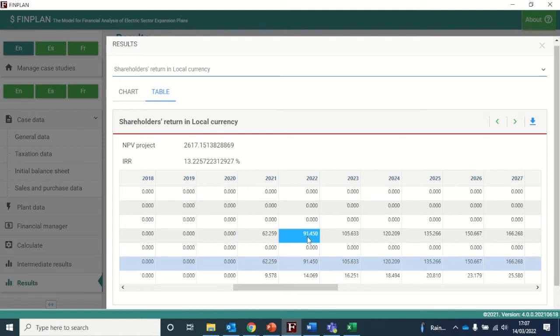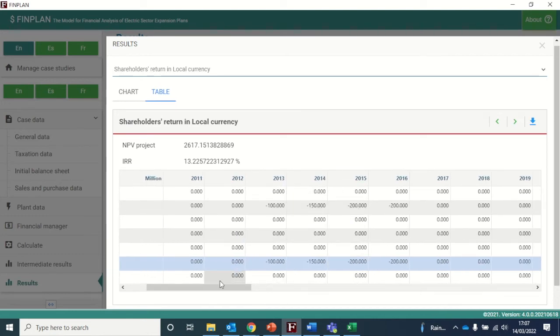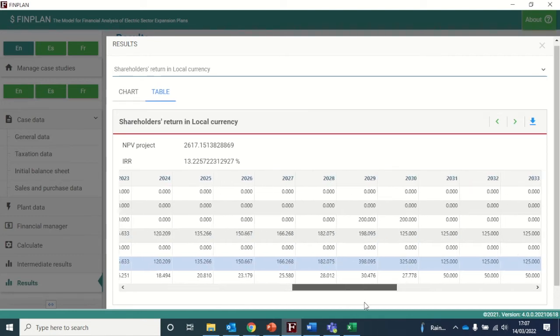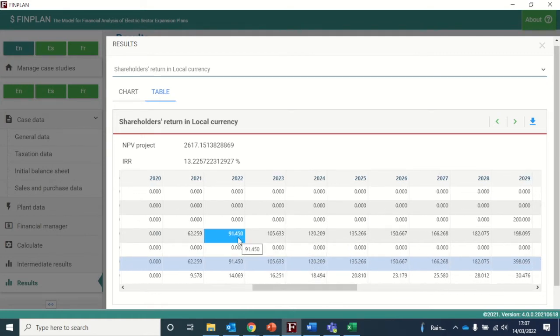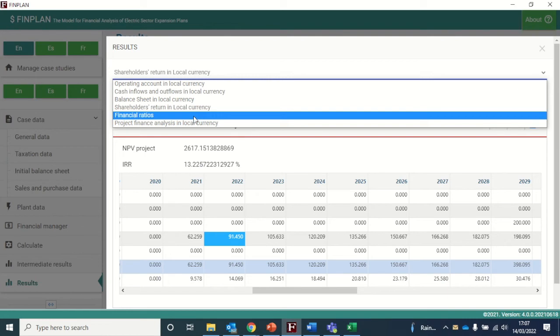And next year, the dividends increases to 91.5 million ringgit. However, outstanding equity remains the same at 650 million, which we have seen here. Therefore, the return on equity is 14.1%. And that's it. We have now interpreted the shareholders return sheet. On to the next one, which is financial ratios.